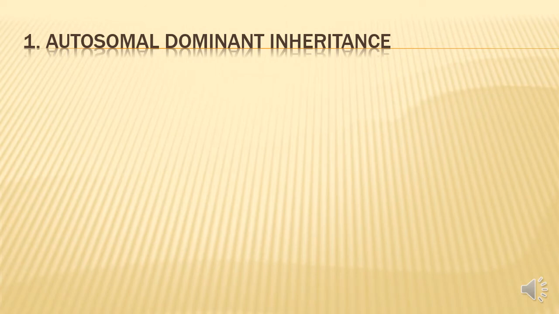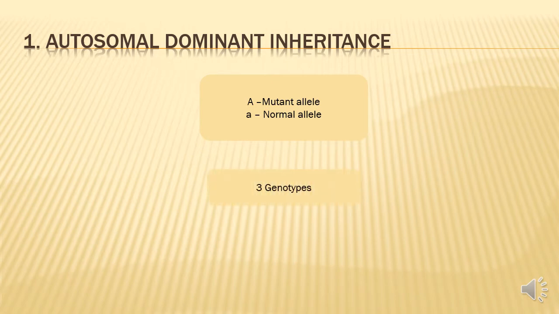Now let's see how genetic diseases can be inherited through autosomal dominant inheritance pattern. As the name implies, in this case, the mutant allele will be on an autosome and it will be a dominant one. So let's imagine that capital A is the mutant allele and simple a is the normal allele. These alleles can make different combinations and give rise to 3 different genotypes in a population.